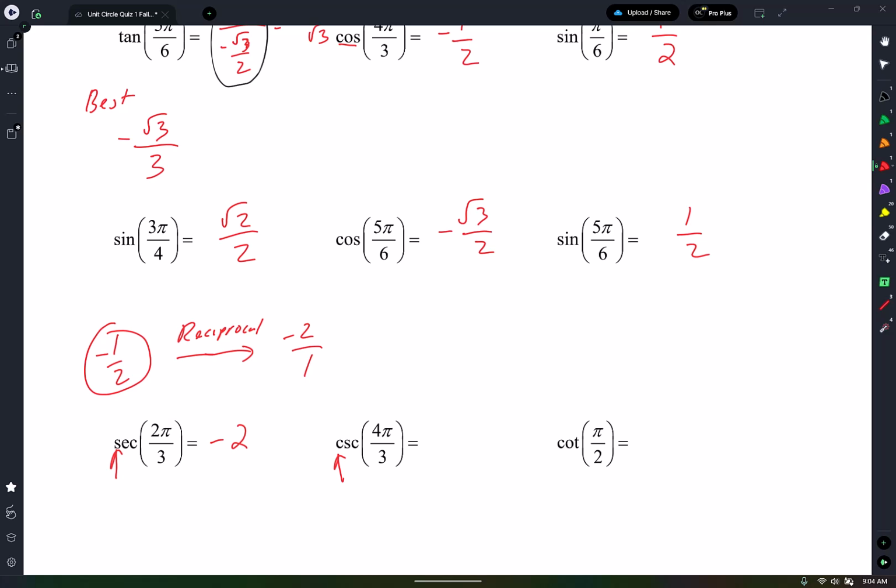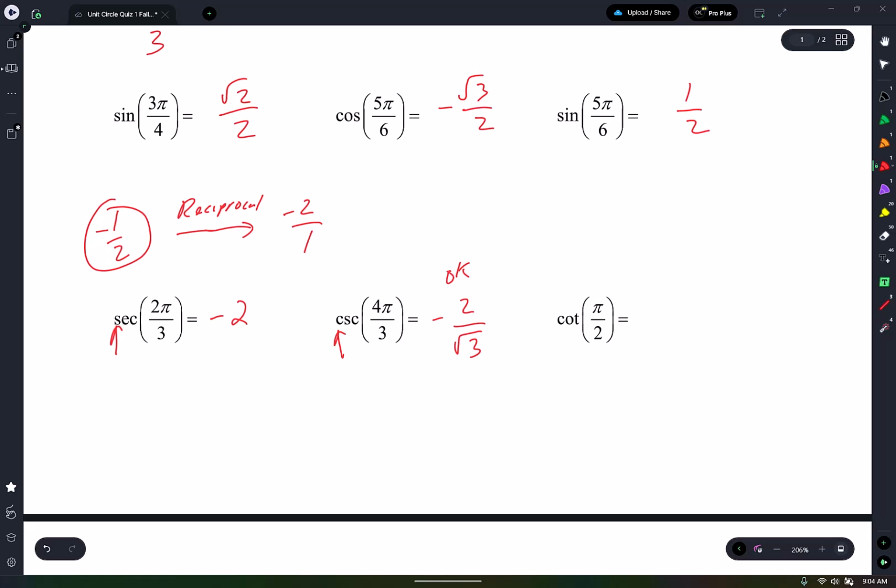Cosecant of 4 pi over 3. So cosecant is reciprocal of sine. 4 pi over 3 is in quadrant 3. Sine would have been negative square root of 3 over 2. Reciprocal, negative 2 over square root of 3. This is an okay answer. A better answer, negative 2 square root of 3 over 3. Or best. Do you guys see that?